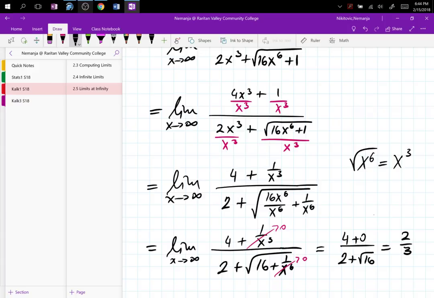And you have problems 42, 43, and 44 to enjoy on your own. Some of these have the cube root, some of these have, yeah. So you can enjoy the rest.